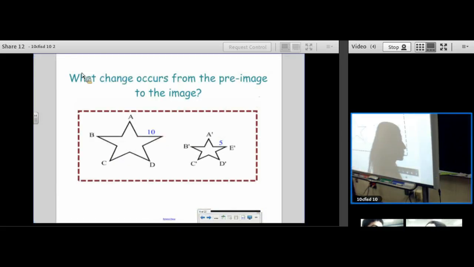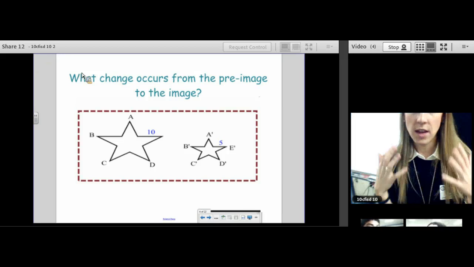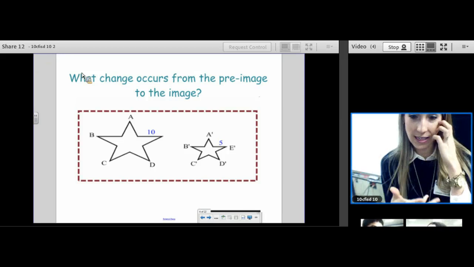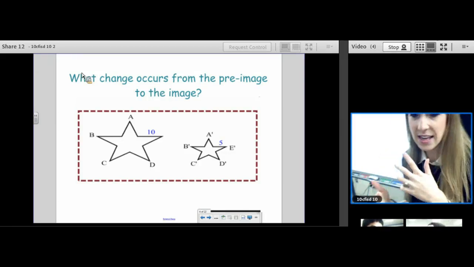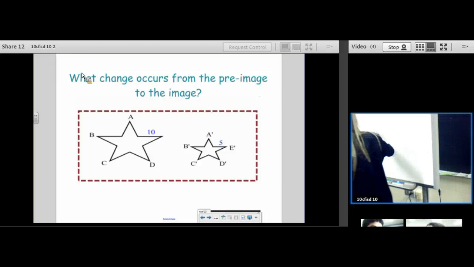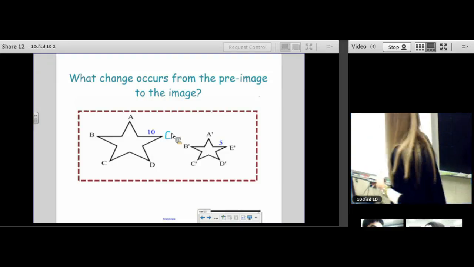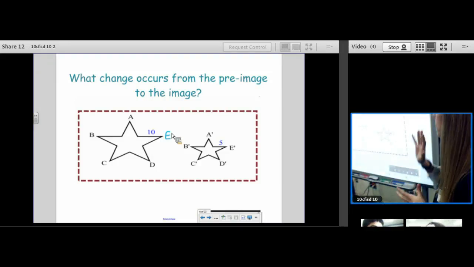All right, so we're going to dilate some things. Here's an example of a dilation, A, B, C, D, E. I guess the E is gone. A, B, C, D, E is dilated and becomes A prime, B prime, C prime, D prime, E prime.